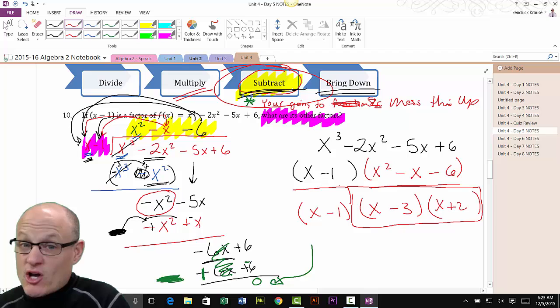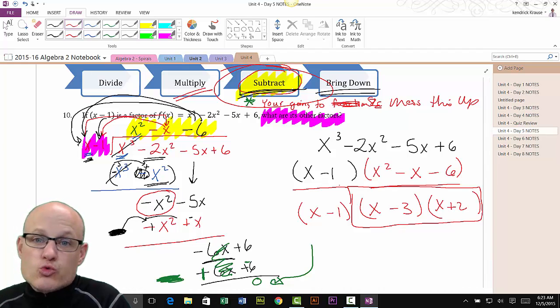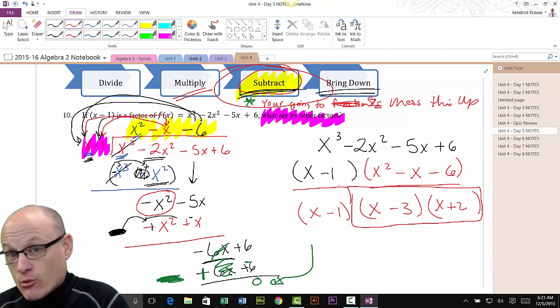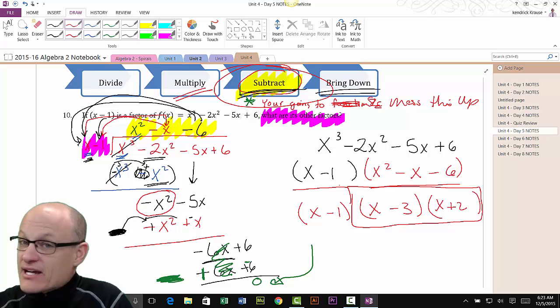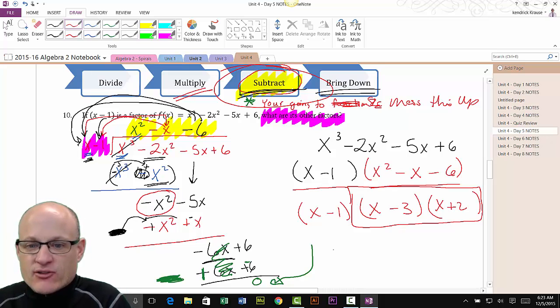Now, I did not ask you to solve it. I did not ask what the other roots were. I didn't give you a root and ask what the other roots were. I just asked what the other factors are. And so your answer to this one is x minus 3 and x plus 2.